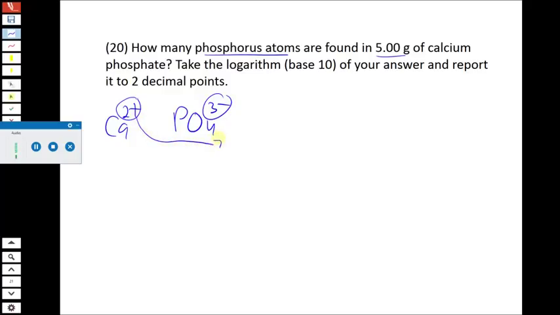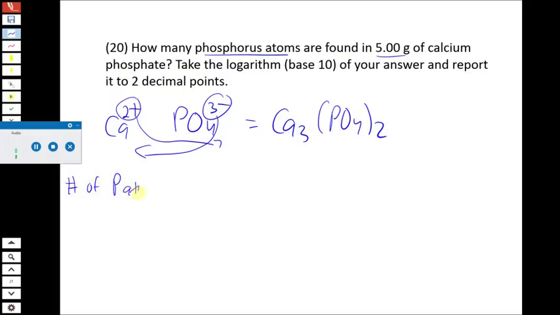If we take the charges and swap them, that'll give us the balanced formula, which gives us Ca3(PO4)2. This 3 goes as a subscript on calcium, this 2 goes as a subscript on phosphate, so we have 2 phosphates. So this will be the correct formula for calcium phosphate, and now we're ready to start doing the mole conversions that we need. We're looking for the number of phosphorus atoms in 5 grams of calcium phosphate.